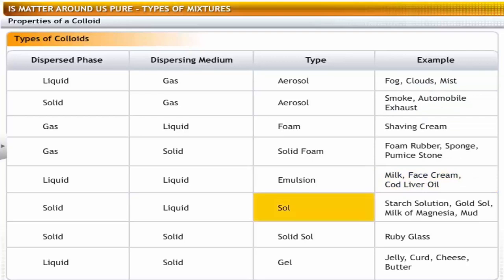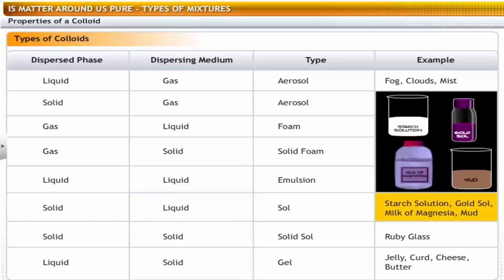A sol is a colloidal system in which a solid is the dispersed phase and a liquid is the dispersing medium. Starch solution is a sol in which starch is the dispersed phase and water is the dispersing medium. Other examples of sols are gold sol, milk of magnesia, and mud.